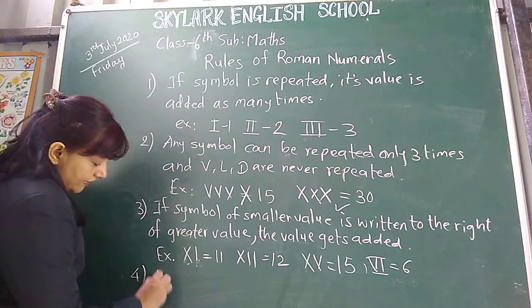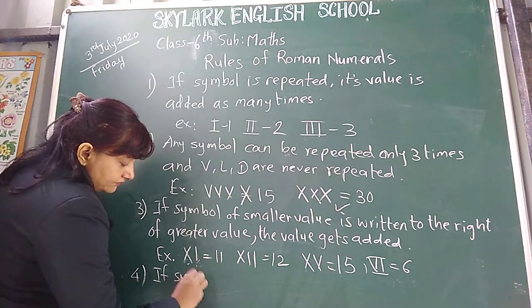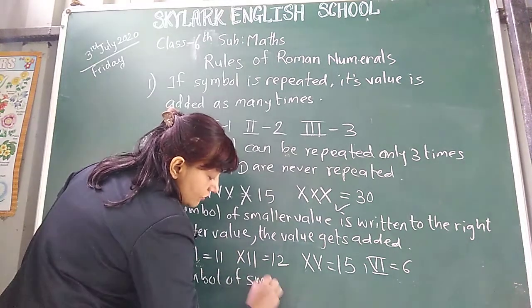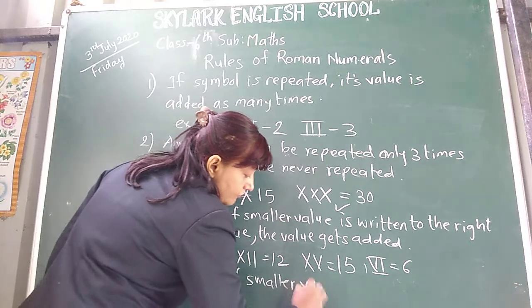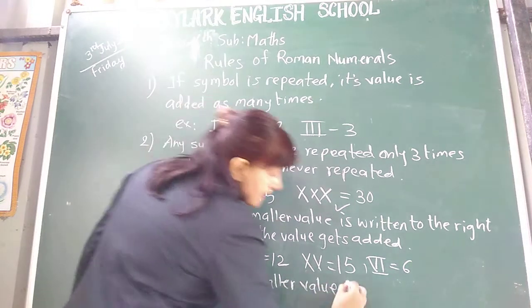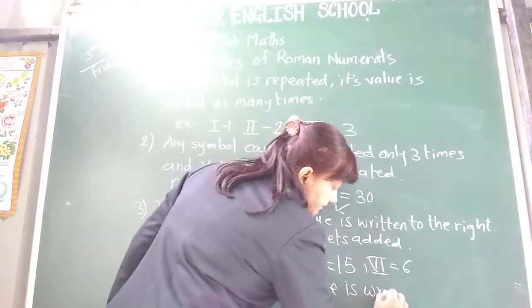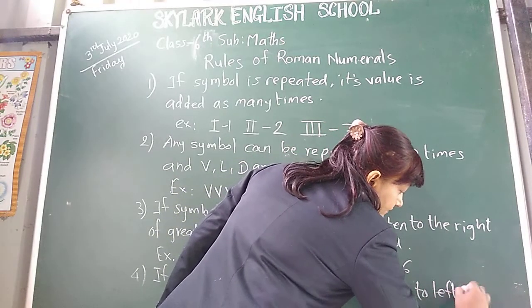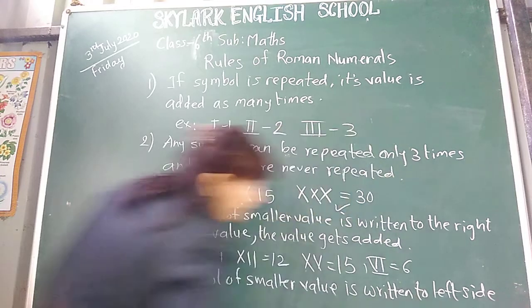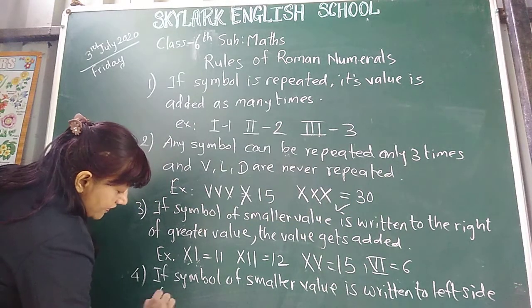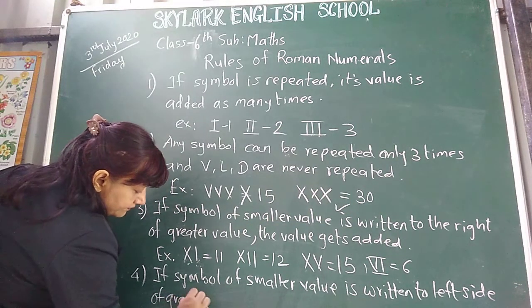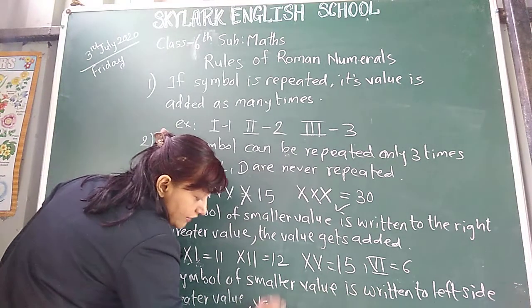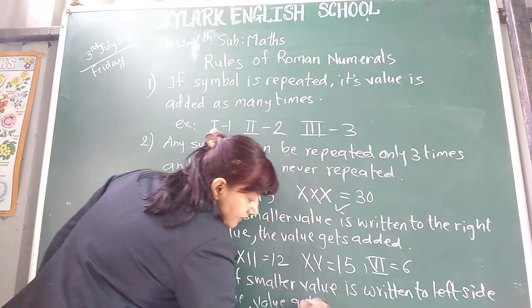So if a symbol of smaller value, not greater value, is written to the left side of a greater value, then the value gets subtracted.